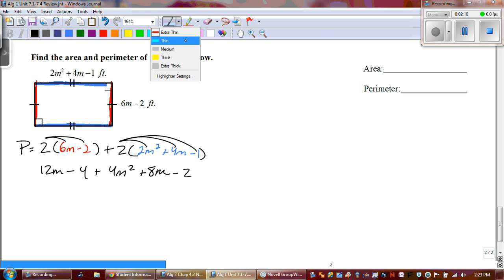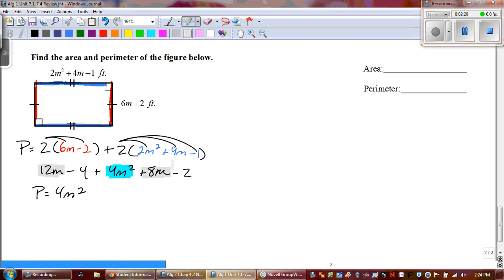Now the last step here would be to combine your like terms. Highest exponent first. Do we have anything to combine with the 4m squared? And we do not. After that, looking at our m's, we have 12 plus 8, which gives us 20m. And then the last thing to combine is negative 4 minus 2, which would be negative 6. And then the last thing is our units, and our units for perimeter would just be feet.